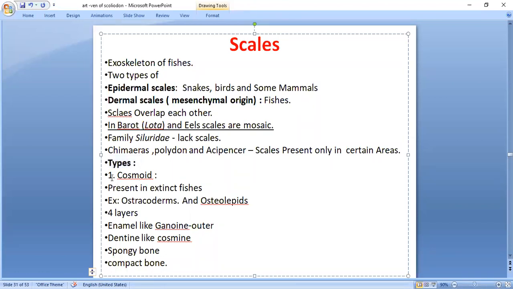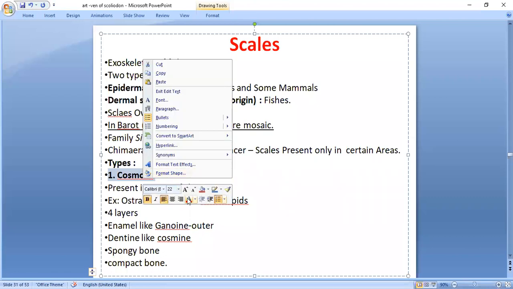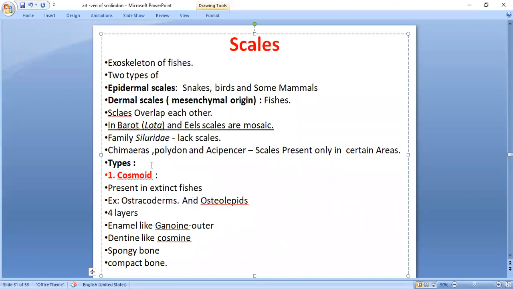There are almost five kinds of scales. The first one is cosmoid scales. They are present in extinct fishes like osteolepids and porolepids. Both of these are extinct fishes, so they are not present in modern day fishes.